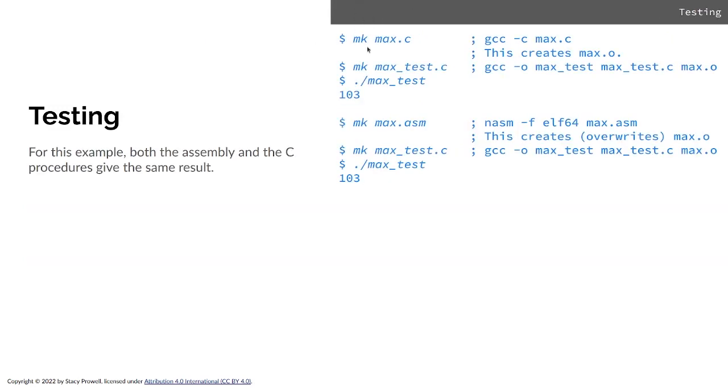So we make max.c, then we make max_test.c, then we run it and we get 103. This used our original C implementation of the max function. What about our assembly implementation? So instead, we do make max.asm, then we make max_test.c, which links with whatever max.o is. In this case, it came from assembly. We run it and we get the same value. Yay, our assembly code works.